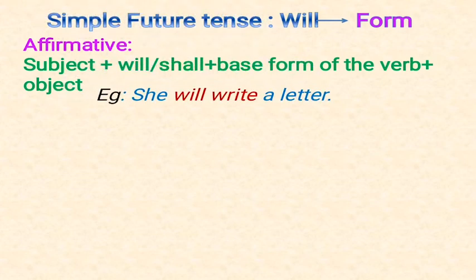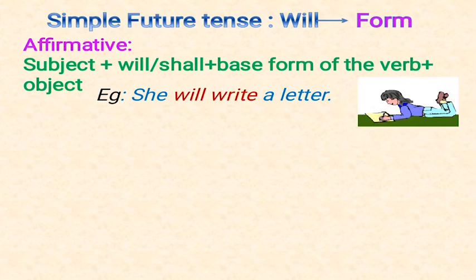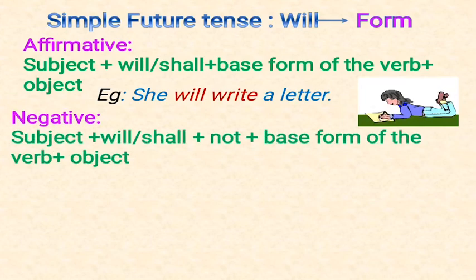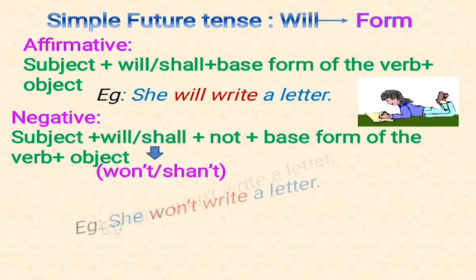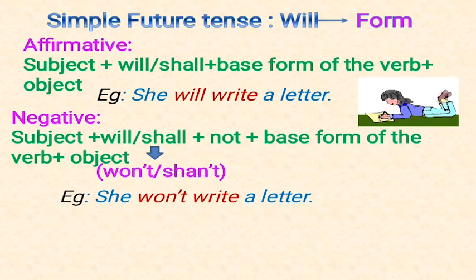Let's look at an example. She will write a letter. Here, will write is the simple future form of the verb. Negative sentence, subject plus will or shall plus not plus base form of the verb plus object. So, the word not is used before the base form of the verb. Will not or shall not can in short be written as won't or shan't. For example, she won't write a letter. So, won't write is the verb form for simple future negative sentence.